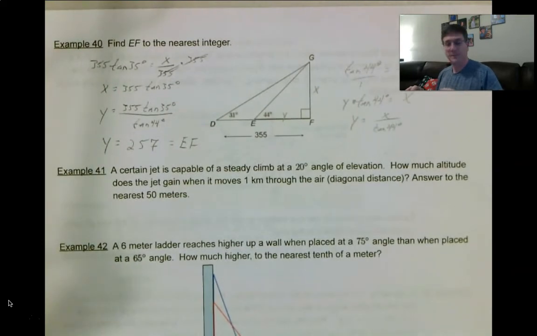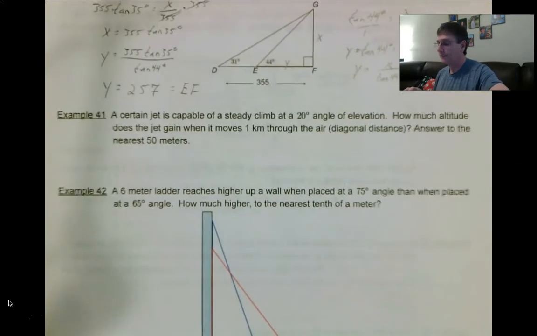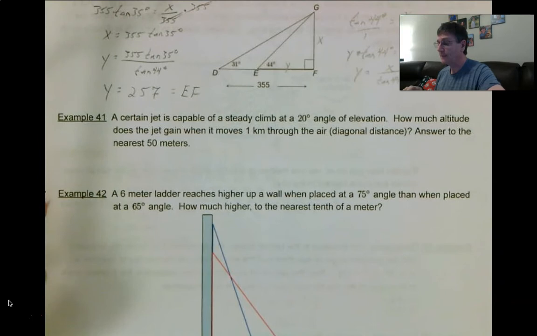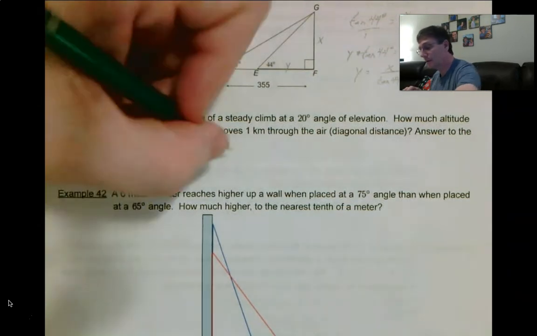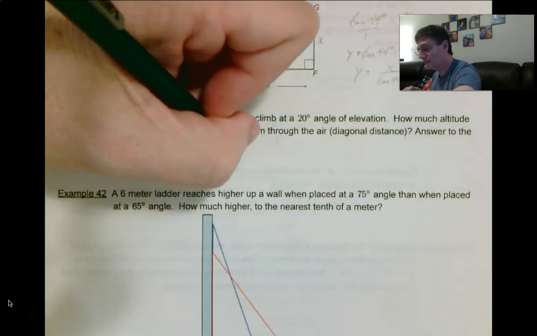segment EF. Example 41. A certain jet is capable of climbing a steady climb at a 20-degree angle of elevation. How much altitude does the jet gain when it moves 1 kilometer through the air, diagonal distance? And we're going to answer to the nearest 50 meters. Okay, so let's draw this.